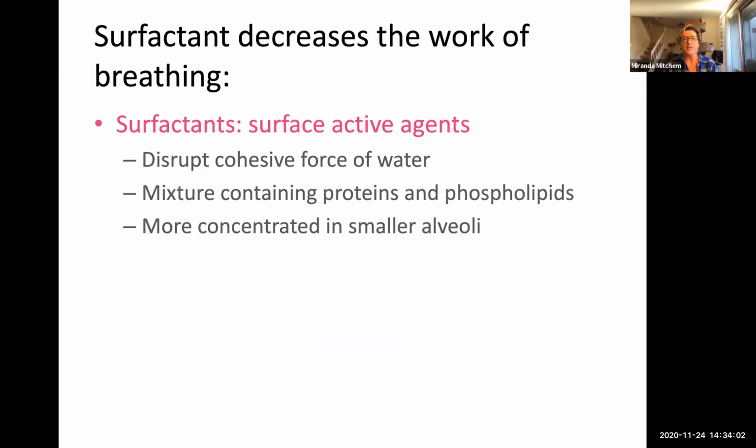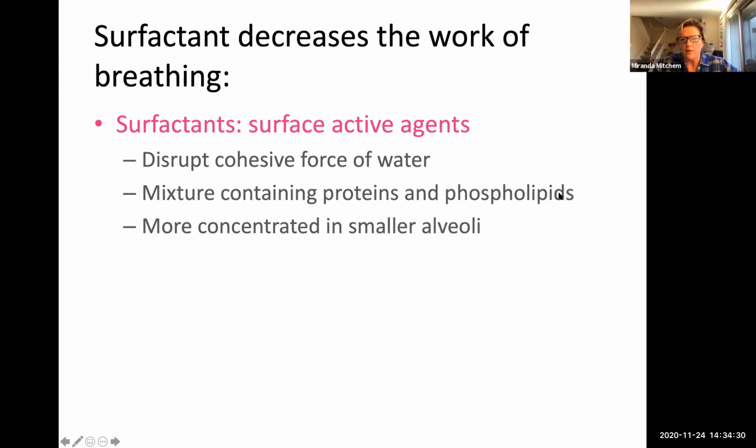So surfactants work because they break up the cohesive forces of water. If I added surfactant to it, we could imagine that the water would not be as sticky. That's cohesive, and cohesion and adhesion mean that molecules stick together. So that's partly how they work.